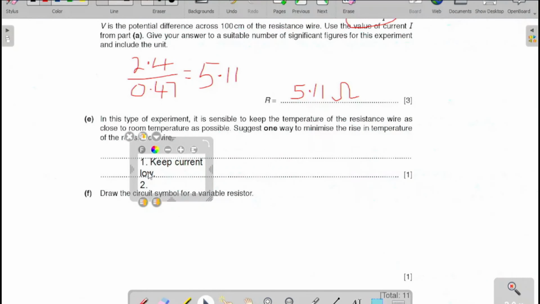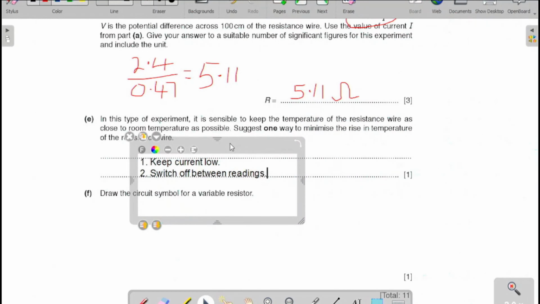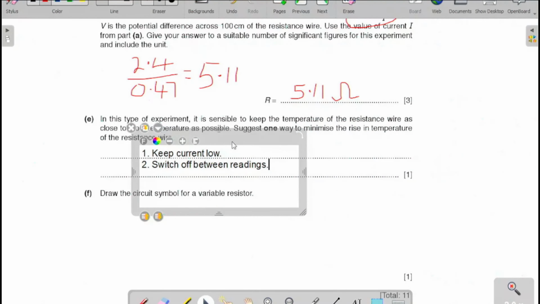Two, now when you keep the current constant for a long period of time, there is this possibility that heat will be emitted. So why not switch off between readings? So you can say switch off between readings. So any one of the two is actually correct.